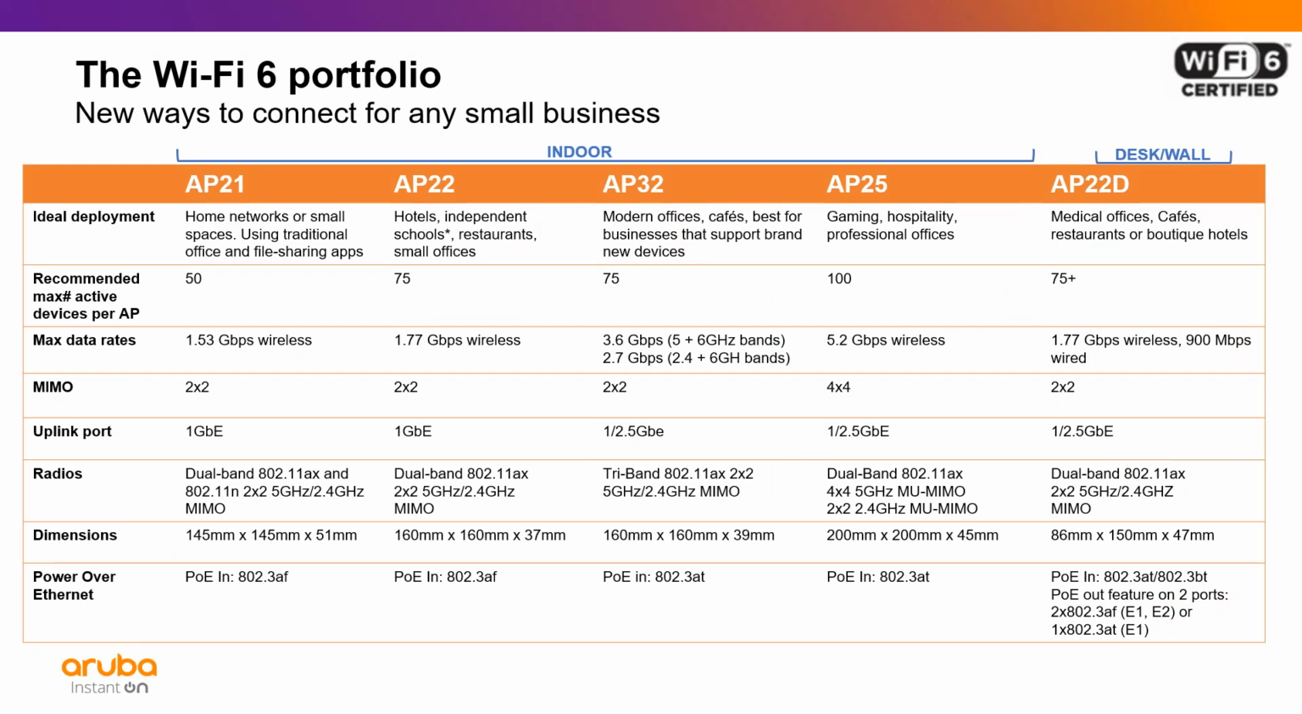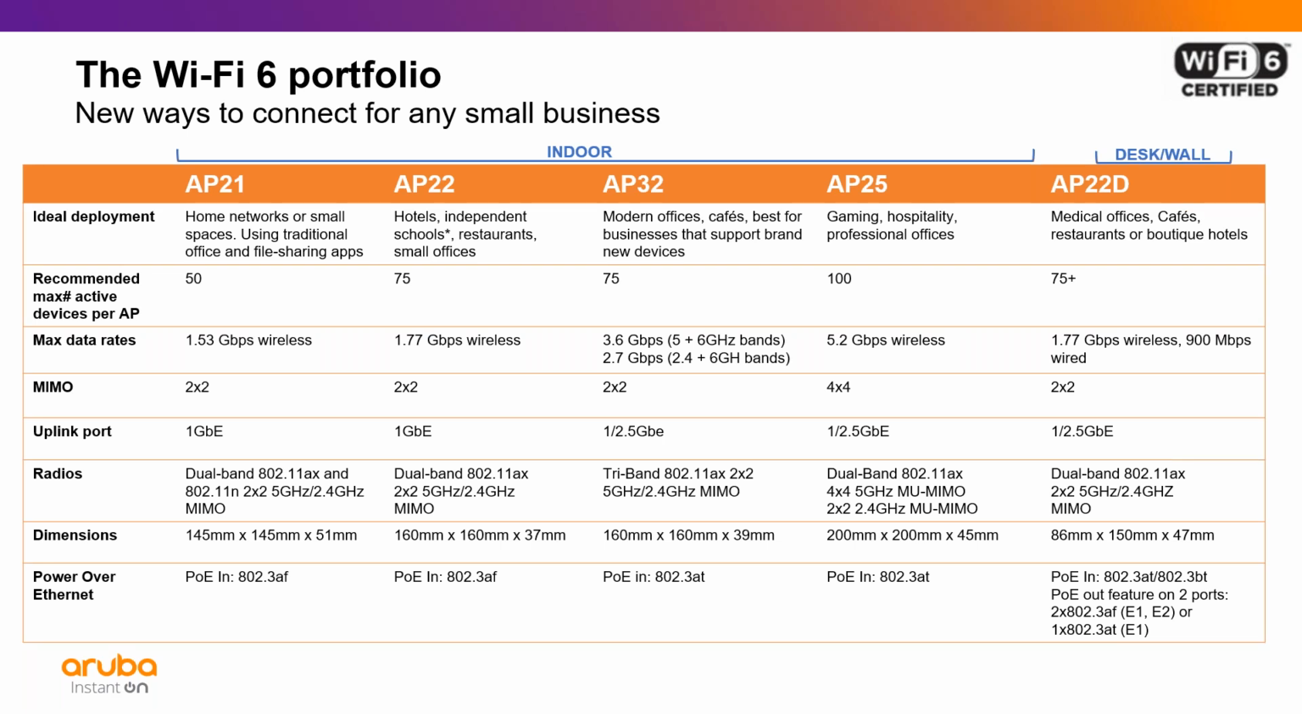So, and continue. This is a great slide. This is more of a reference slide for you guys. I talked about some of the places where the various products fit. So the AP21, you think about home networks or small spaces, right? And this also shows the number of recommended active clients that are supported per AP. So even though this is our low cost option, it still supports up to 50 clients per AP. That's actually quite a few. And then the AP32, again, for our modern offices. All of these are 2x2 as you go through the AP21, the AP22, and the AP32. They're all 2x2x2, right? So 2 transmitters, 2 receivers, 2 spatial streams.